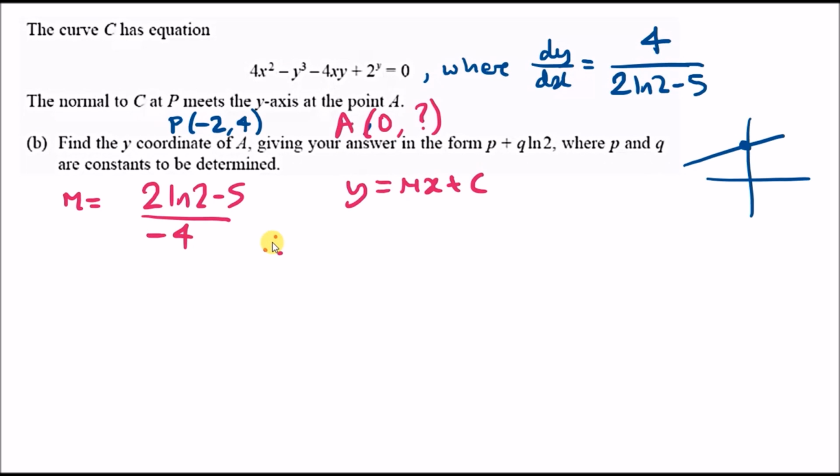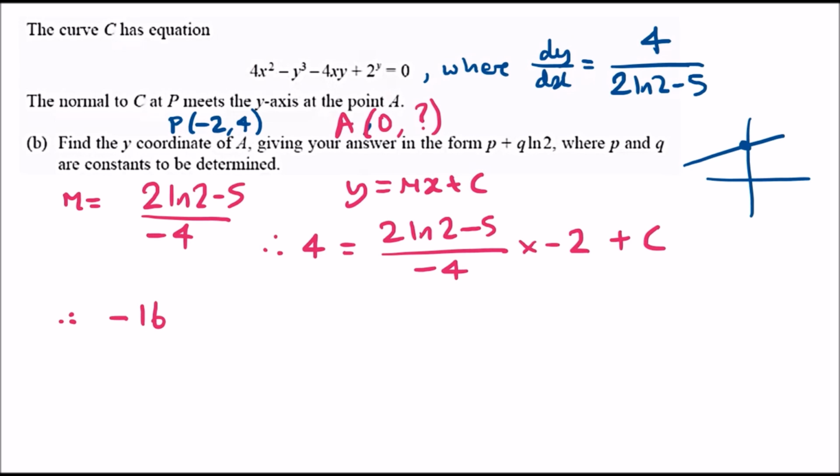So let's do that quickly. So we can say that the coordinates would be 4 equals, so it will be minus 4, so it will be 2 log 2 minus 5 all over negative 4 times x, which is minus 2 plus c. So guys, unfortunately, this has to be in exact form, so we can't just smash this in the calculator. Well, actually, maybe you can. No, you can't because of the log 2. So let's have a go. So minus 2 over minus 4, let's see. We could, of course, multiply minus 4 across, so that will cancel out.